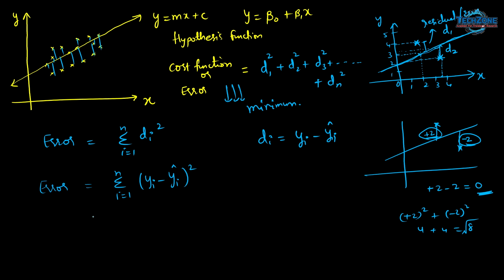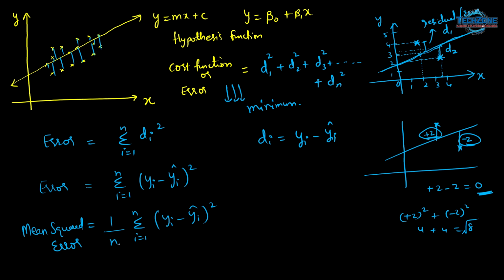Since we are adding n number of observations, we'll divide it by n to find the average error, or the mean error. Alright. So what is this now? This is called the mean squared error or cost function.